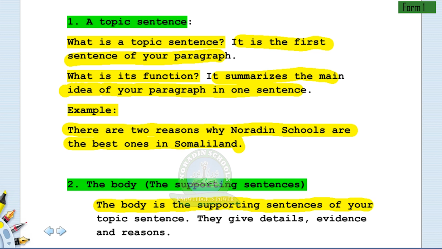They usually give evidence. What evidence do I have that Nuruddin schools are the best in Somaliland? How can I prove that? What justification have I got to prove that Nuruddin schools are the best in the country? They give details, evidence, and reasons. Let me give you an example.